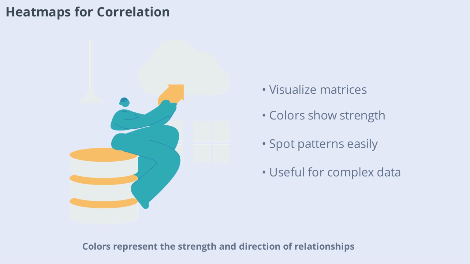Heat maps are a visual way to display correlation matrices. Colors represent the strength and direction of relationships, making it easy to spot strong or weak correlations at a glance. Heat maps are especially useful when dealing with lots of variables and complex data sets.